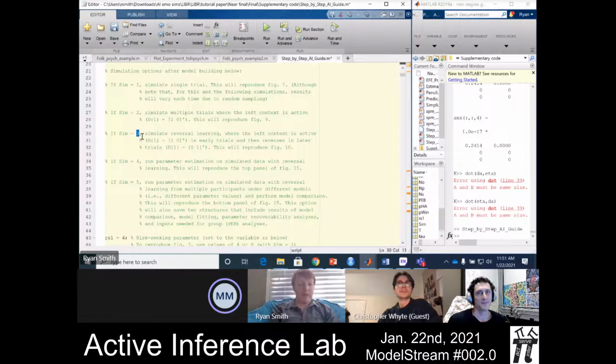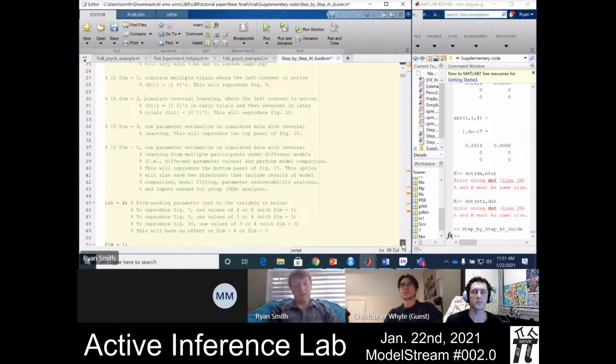So if you set sim equal to 3, then that will simulate a reversal learning situation. And that's where basically the left context is active for a certain number of trials. And so the agent should build up a prior expectation that it's just the left one every time. So it'll stop taking the hint and just start choosing left. But then it switches. And so now the right context is the correct one. And you see basically how long it takes before the agent again says, okay, no, I need to start taking the hint again. And then eventually when it becomes confident, it just chooses the right one directly, and not needing to take the hint. So it's kind of like a standard reversal learning task. So those are the three that hopefully we'll get through today.